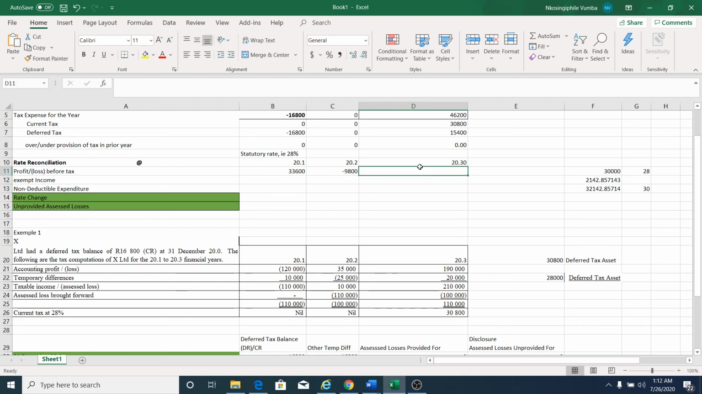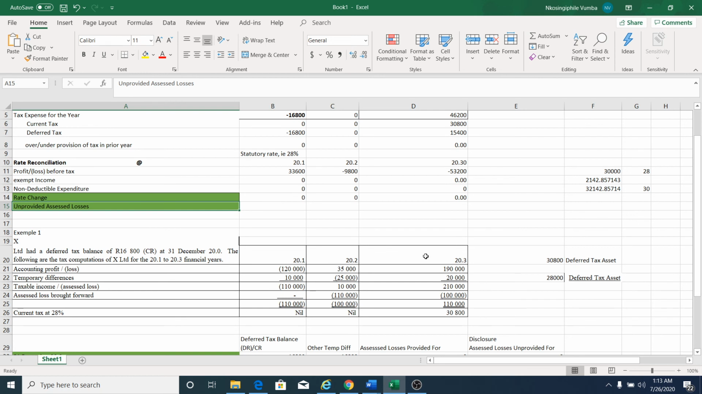And then for 20.3, again we have 190, which was positive, remember? It was 53,200, which has to be negative. Now the exempt income, non-deductible items, whatever, let's not mind them for now, because those were not the focus of this class. With the rate change, we don't have it, but I've explained how it works, and we don't have it for this question.